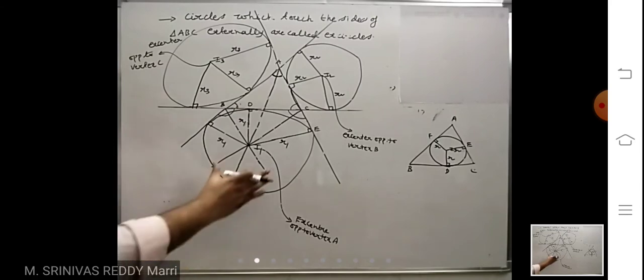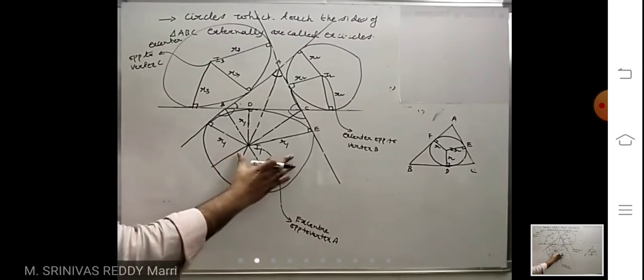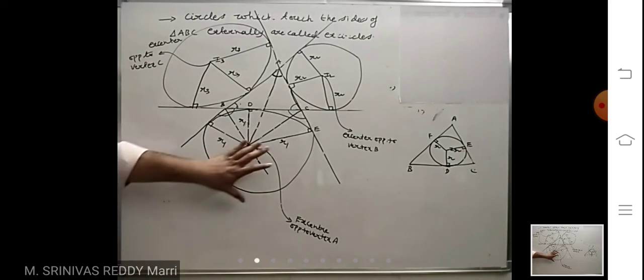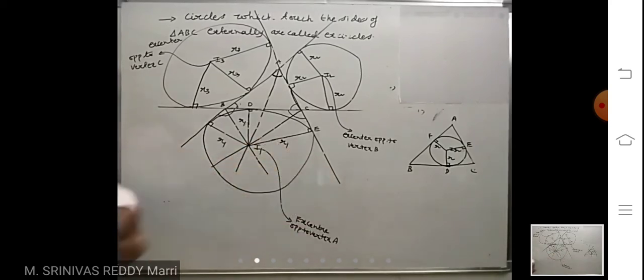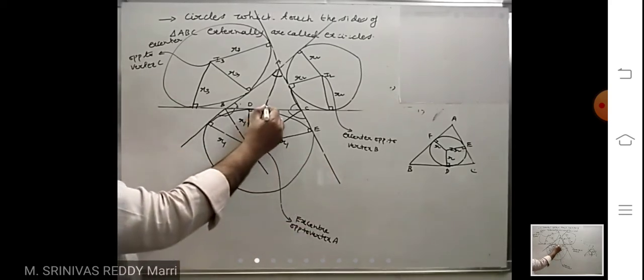Now look, we will derive a formula for R1, the radius of this circle. Finally, you have to remember the formula. Look at this circle.